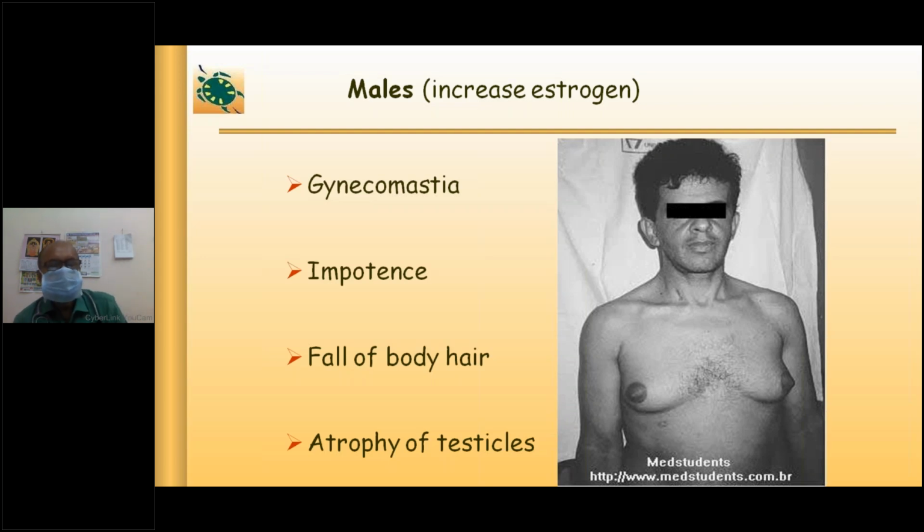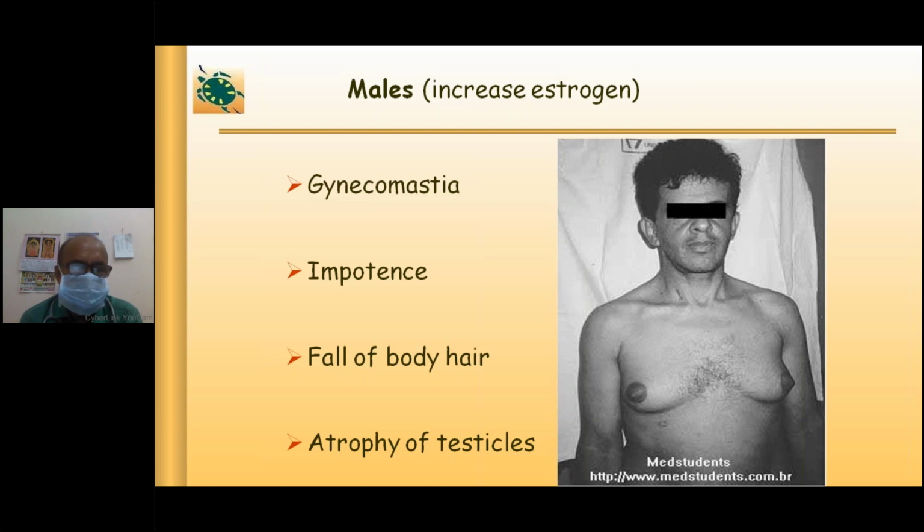Then spider nevi and gynecomastia are important. They are asked commonly. In males we see gynecomastia. In females there will be atrophy of the breast. Commonly in males impotence is one clinical feature. Apart from that we have testicular atrophy also.